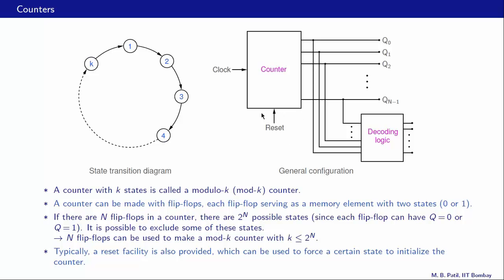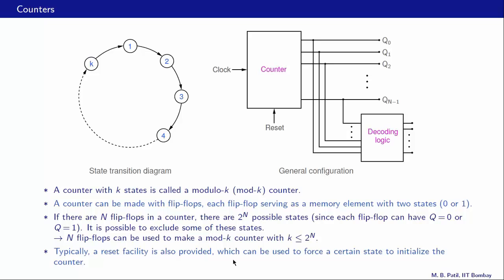So that is what this picture shows. Inside this counter there are flip-flops, and this Q0, Q1, Q2, etc. are the outputs of those flip-flops. And how does the counter go from one state to the next? For example, from 1 to 2 or 2 to 3. That is done by the clock pulses. So every time there is a clock pulse, the counter will advance by one state from 1 to 2, 2 to 3, 3 to 4, and so on. And this goes on. In addition, a reset facility is also provided, this input here, which can be used to force a certain state to initialize the counter.